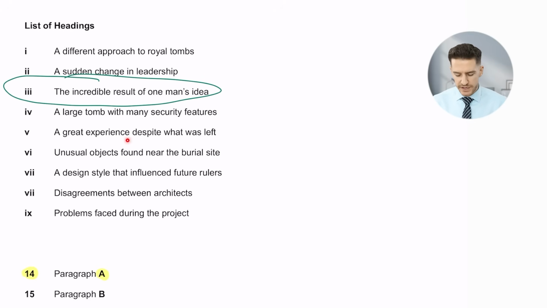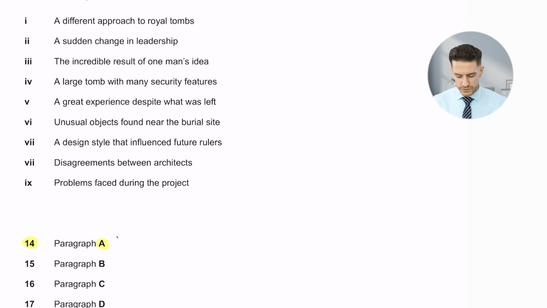A great experience despite what was left. No. Unusual objects found near the burial site. No. A design style that influenced future rulers. No. Disagreements and architects, no, nothing about that. And problems faced during the project, well, no, there's nothing about that. So I think we can safely say that the answer for question 14 is 3.